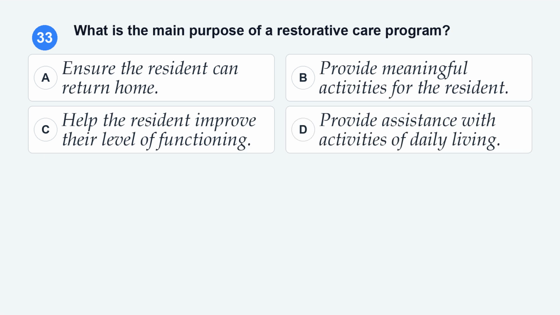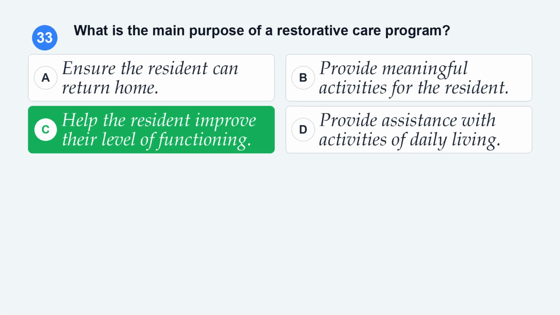Question 33. What is the main purpose of a restorative care program? Option A. Ensure the resident can return home. Option B. Provide meaningful activities for the resident. Option C. Help the resident improve their level of functioning. Option D. Provide assistance with activities of daily living.